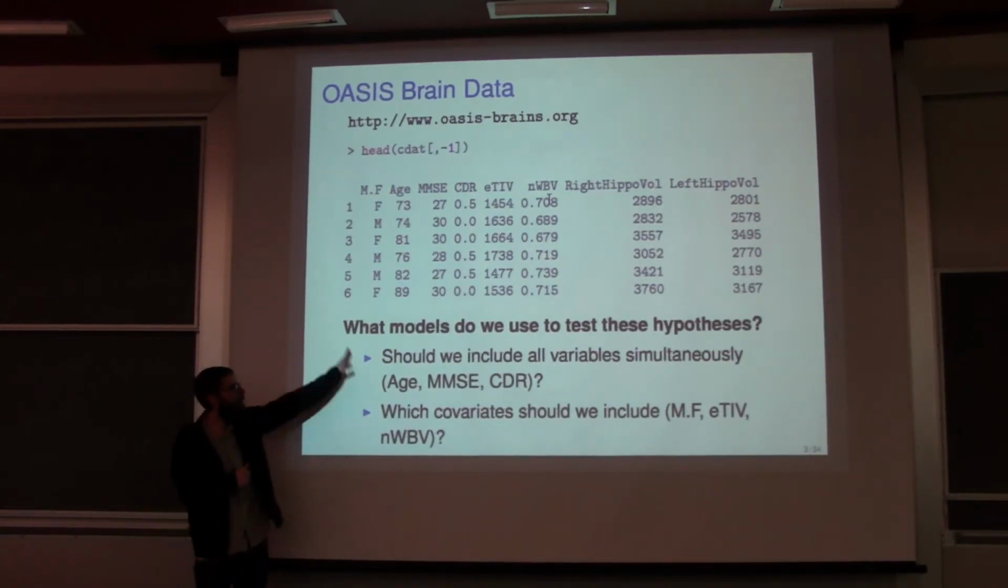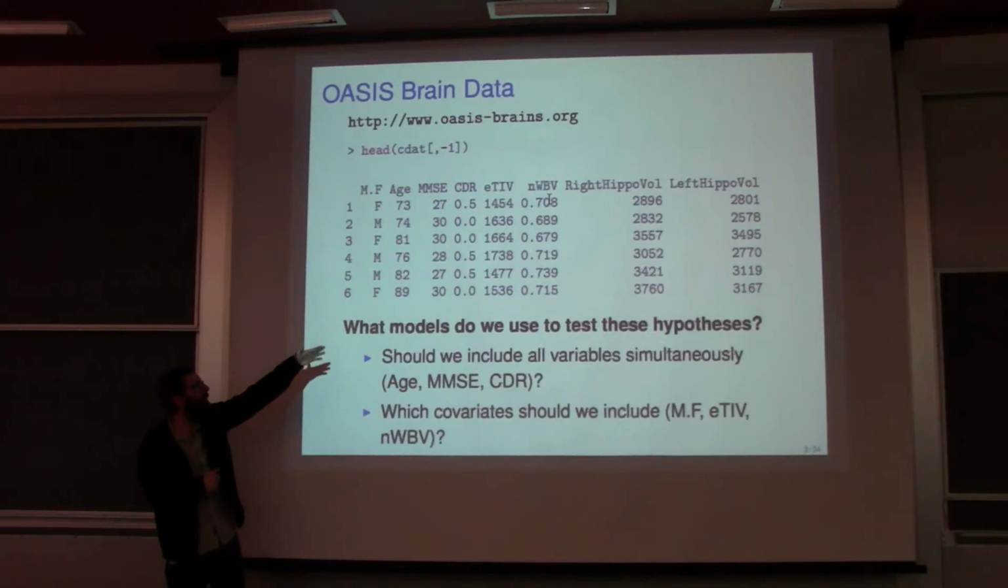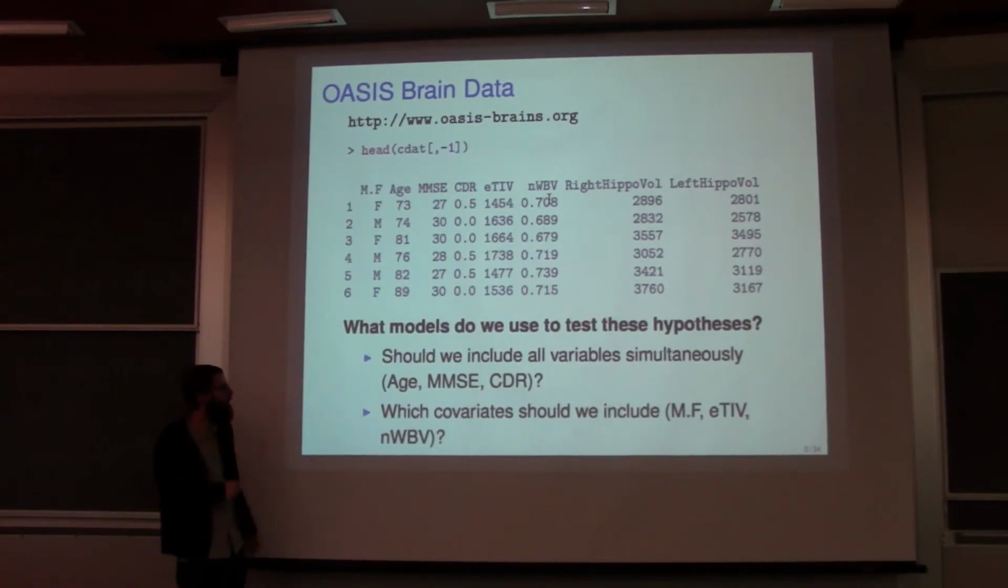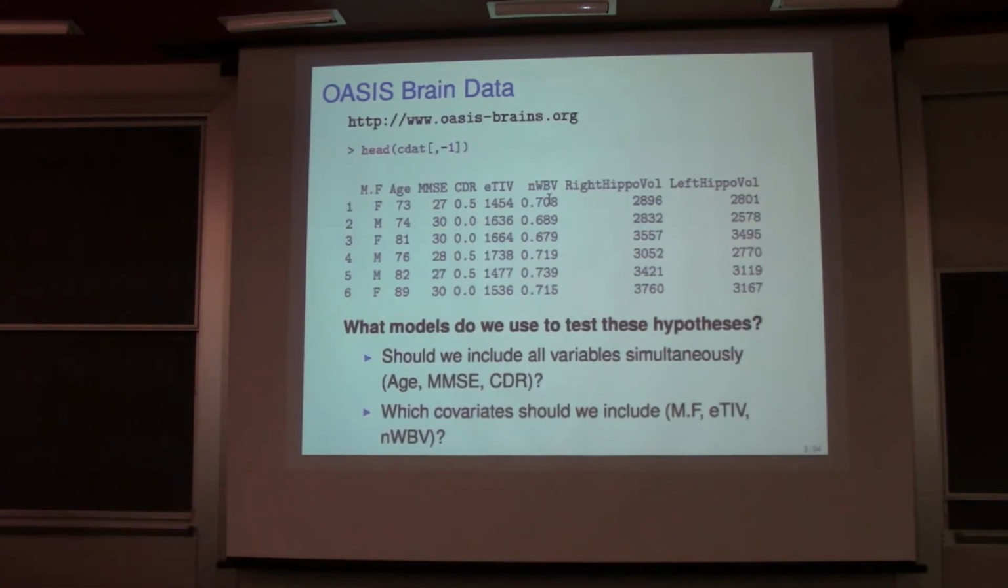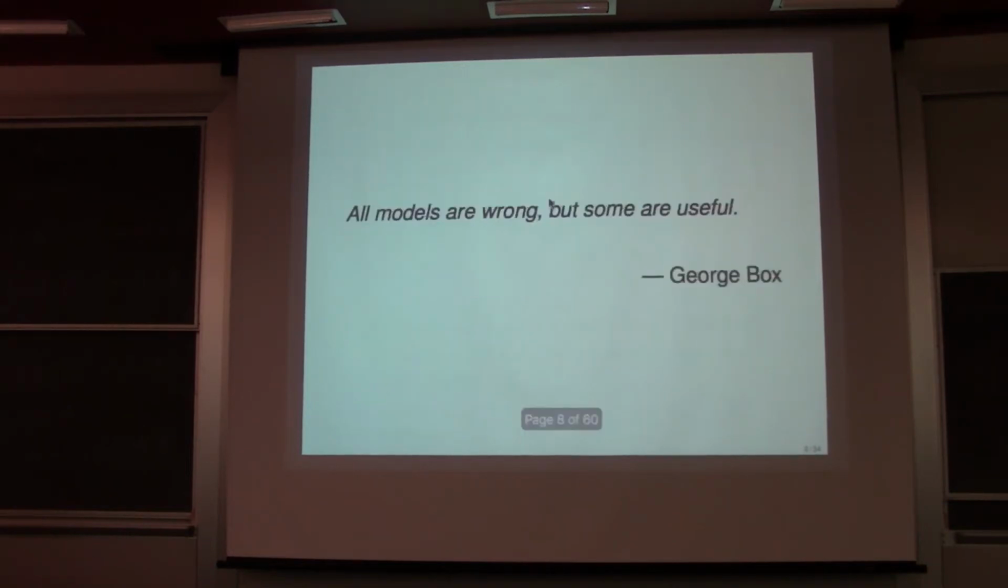So which of these covariates, like intracranial volume, whole brain volume, age, age is of interest. Should I include male, female in there, for instance? So anyway, that's the dilemma that you have as the data analyst presented with this type of data set, or really basically any kind of data set. You have this modeling dilemma.